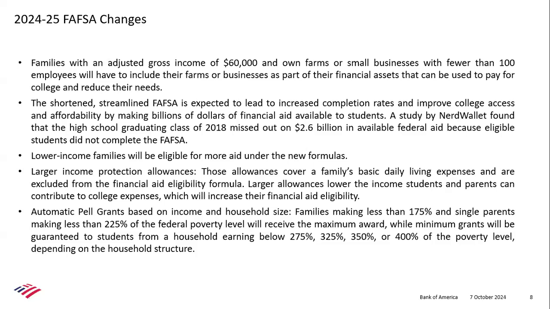They're going to get the maximum award. Minimum grants are going to be applied or guaranteed to students from a household earning, as long as you're below 275, 325, 350, or 400% of that poverty level, depending on the household structure, meaning married, single parent, etc. Based on that structure, it's going to change what that number is.